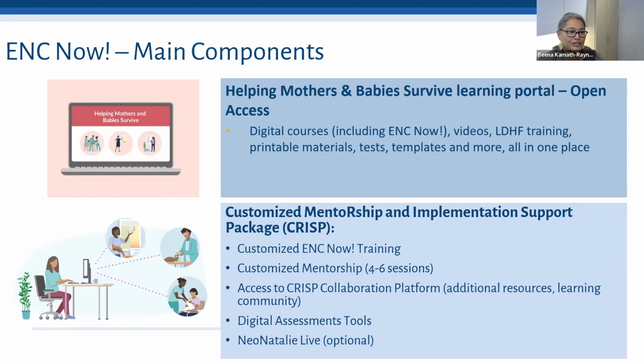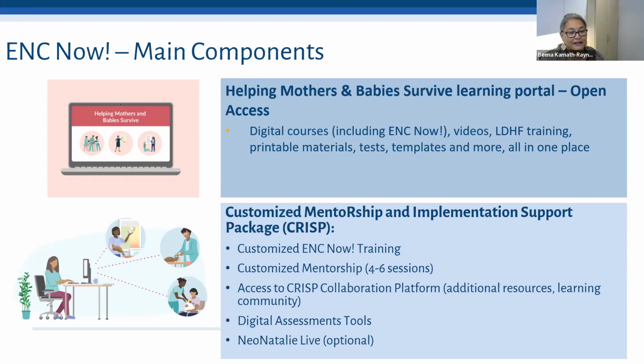And so what we're starting to do now is develop more programs for what we can do to support ongoing mentorship and implementation after an initial ENC training. We've developed the customized mentorship and implementation support package, or CRISP. And what we're doing is developing modules related to things like creating a system of ongoing practice, quality improvement, monitoring and evaluation, advocacy, and how to develop good facilitators.